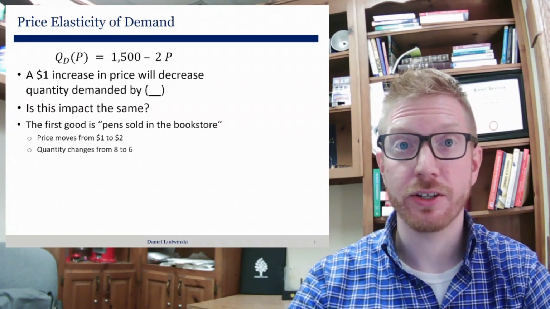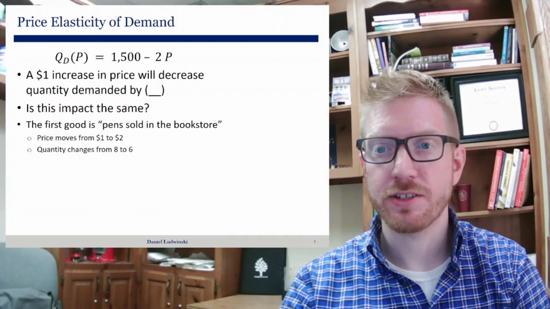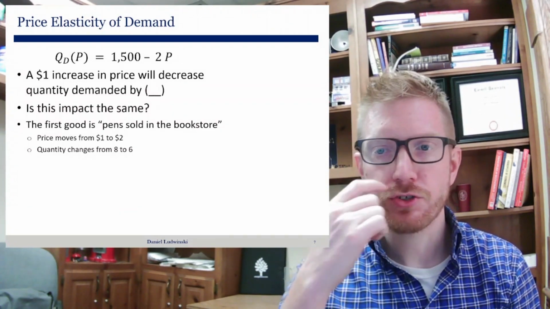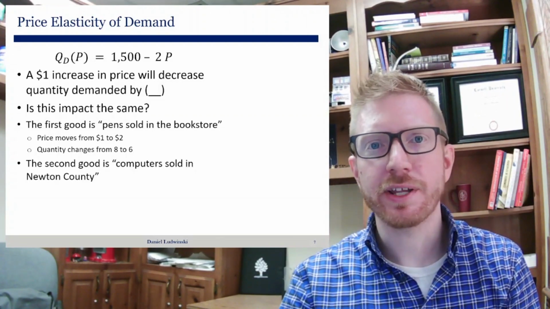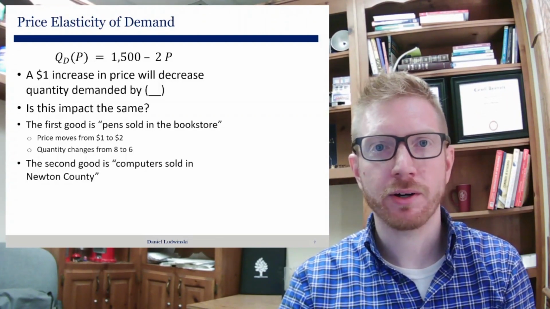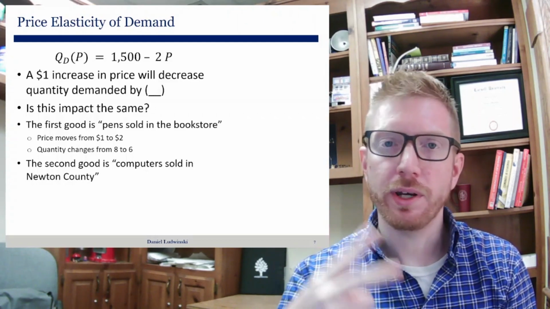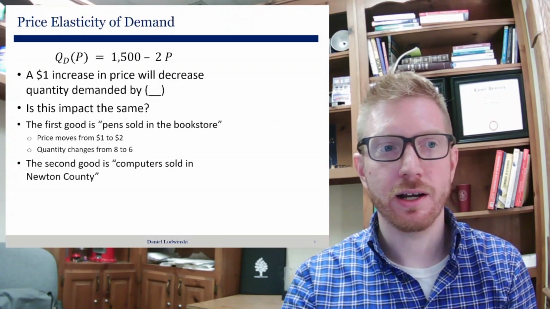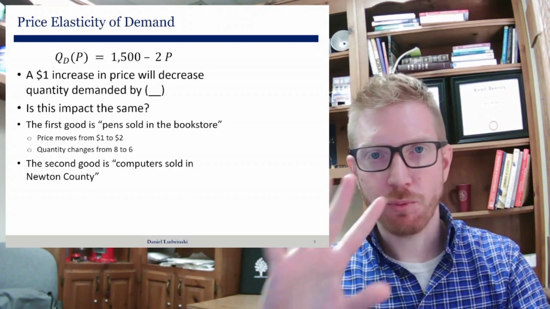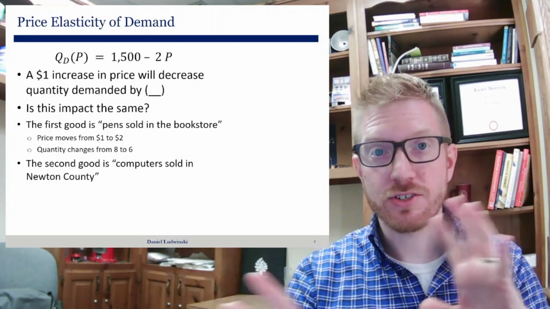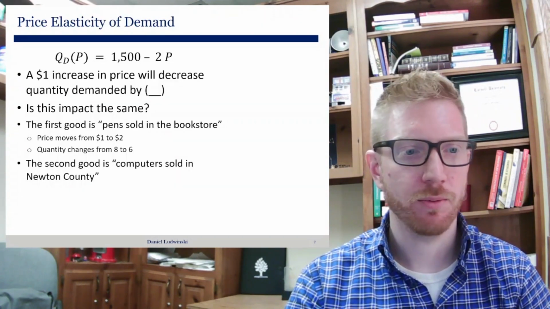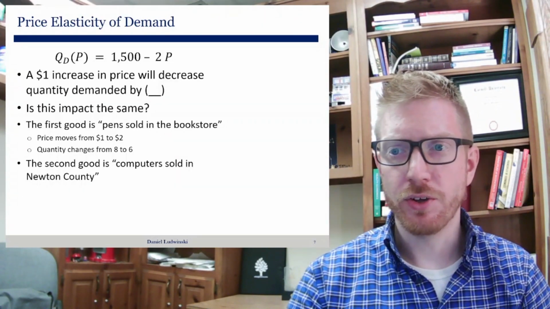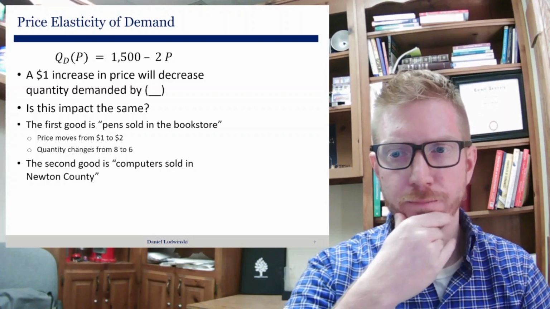Now for the second good, let's define it as the number of computers sold in Newton County. Now we've emphasized that we kind of need 3 things to properly define a market. We need the good, we need the location, and we need the time frame. And I said we're often going to glaze over that last one especially, but often that second one. But we are giving you the geography here.